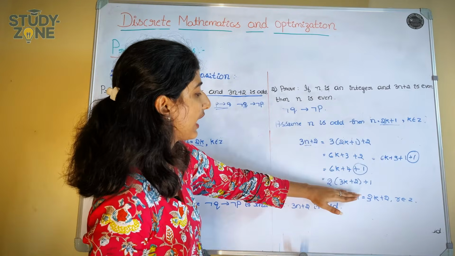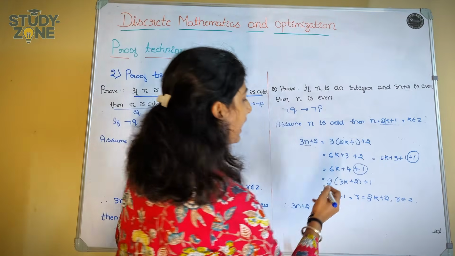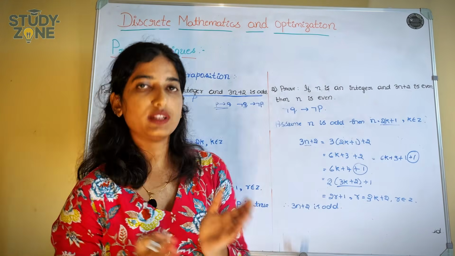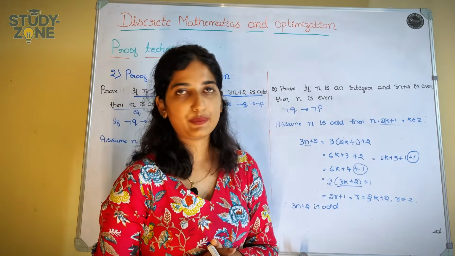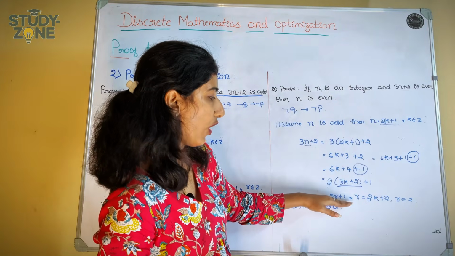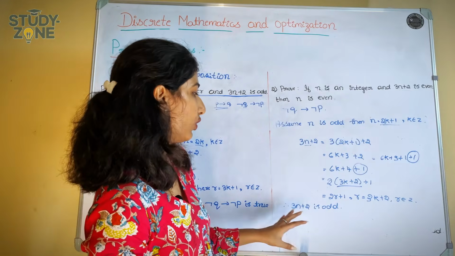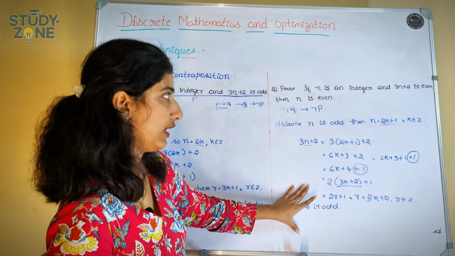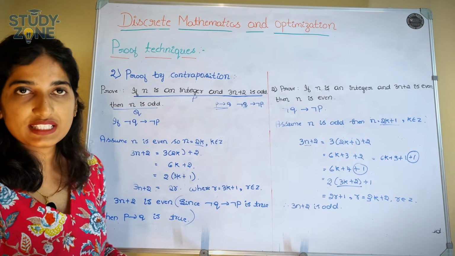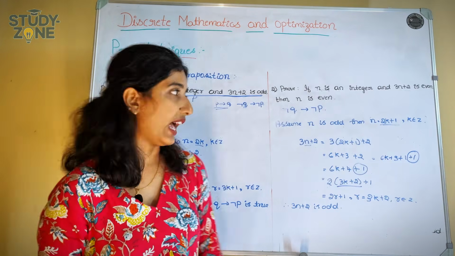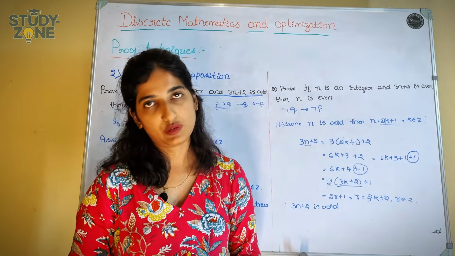Clear? And then we have 2 into 3k plus 2, plus 1. So I am replacing this 3k plus 2 with r. Now we have 2r plus 1, where r equals 3k plus 2. Is it in the form of an odd number? Yes, this is in the form of an odd number. So therefore 3n plus 2 is odd. Same thing, write it as it is. Since negation of q implies negation of p is true, we have n is even. That's it. That's the proof by contraposition.